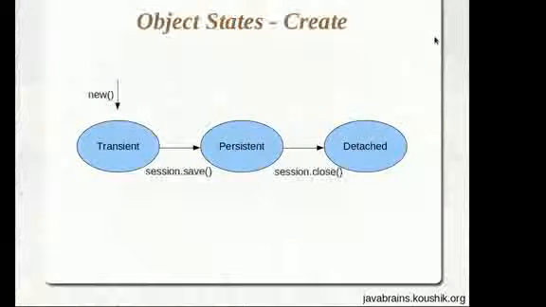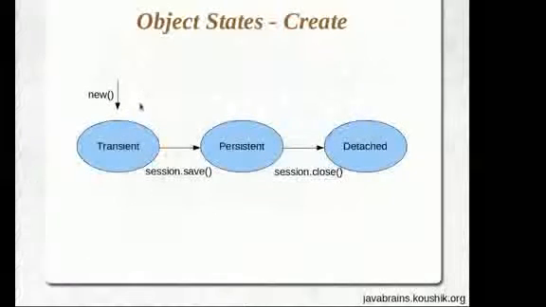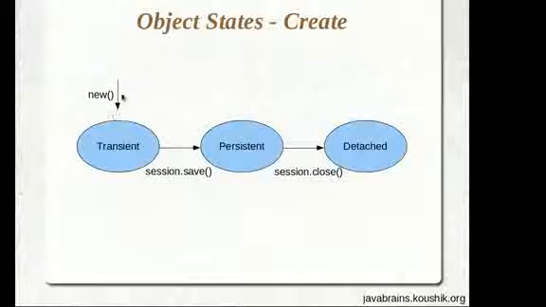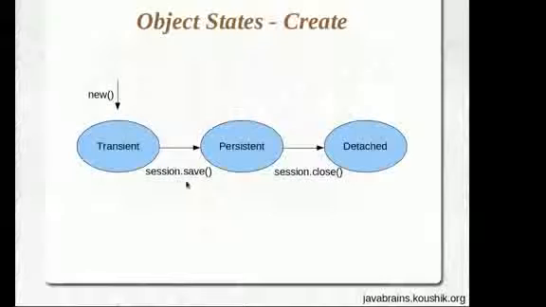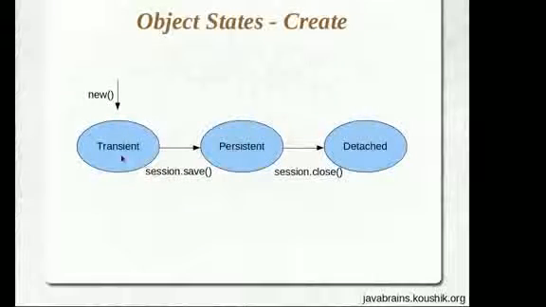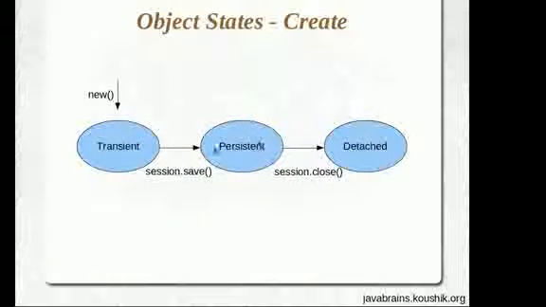Now, let's start with the create. We did a new object. We had a user details object, so we need a new user details object. And the moment we did new, the object that was created was in a transient state. We had not asked Hibernate to save it. Now, when we do a session.save, the same object becomes a persistent object.